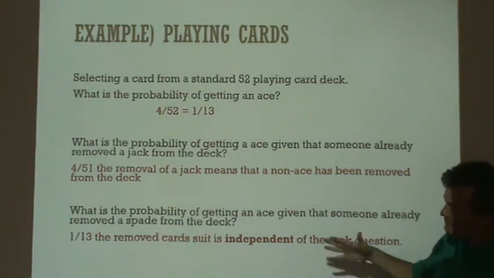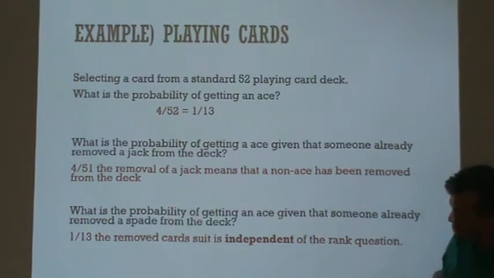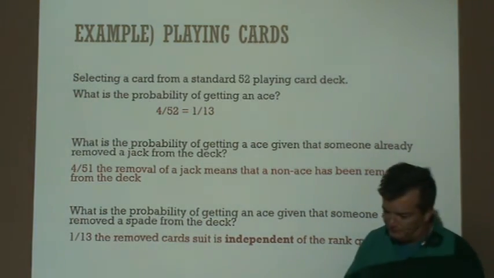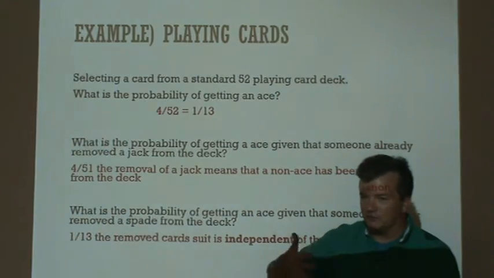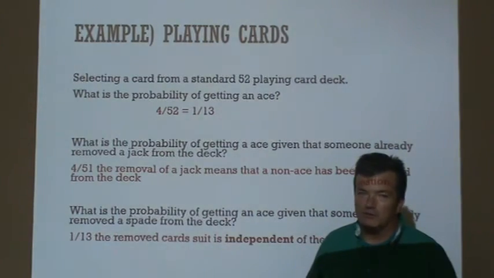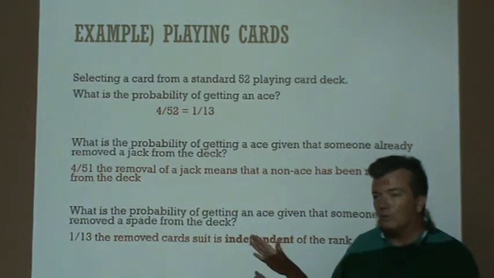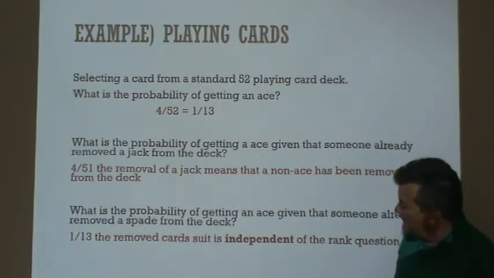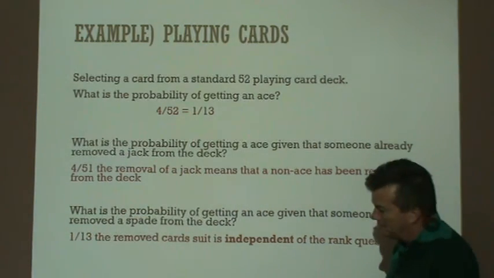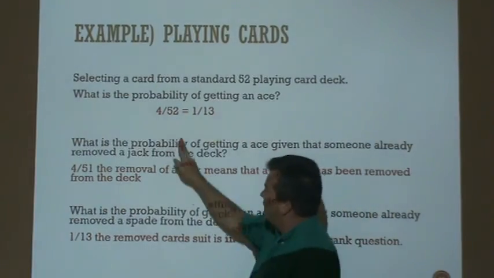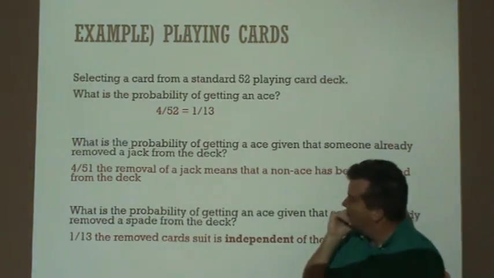Well, I'm just throwing this in to say, be careful that the information you're being given actually alters the probability of what you're trying to figure out. This is a case where it wouldn't alter. So you'd have to be given information that makes the probability of an ace coming out something different than 4 out of 52.